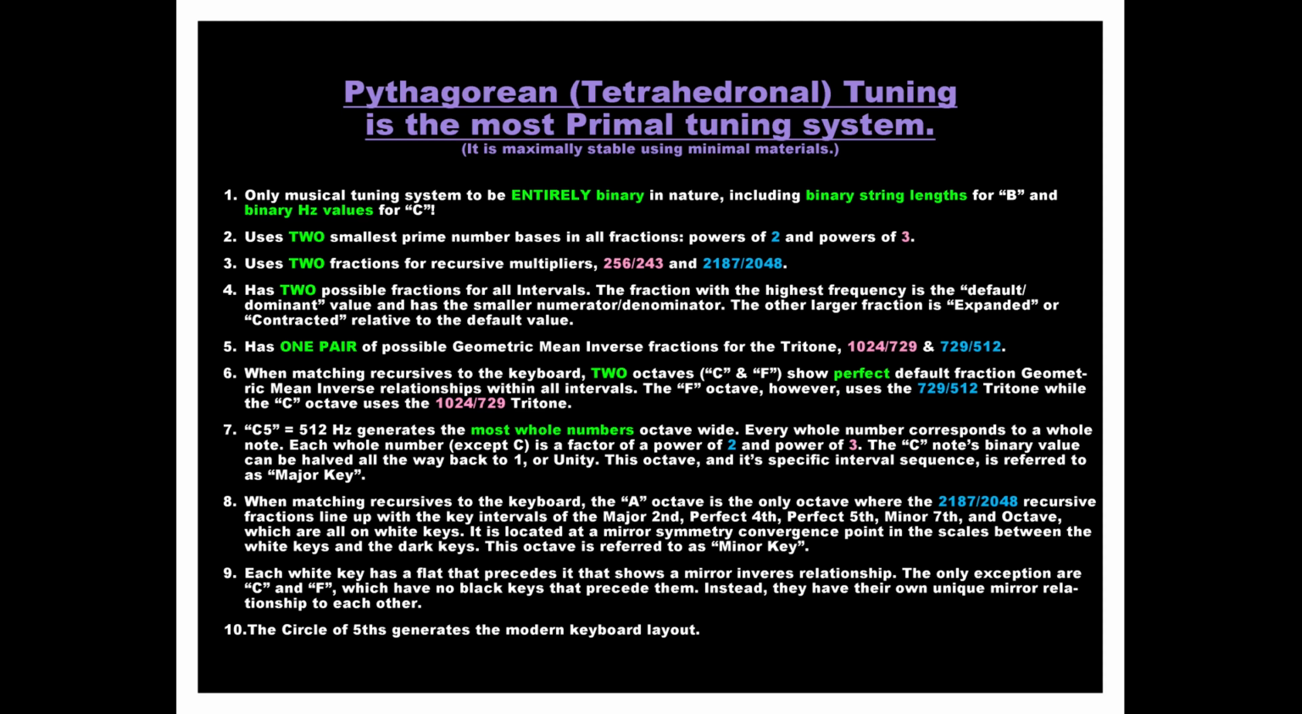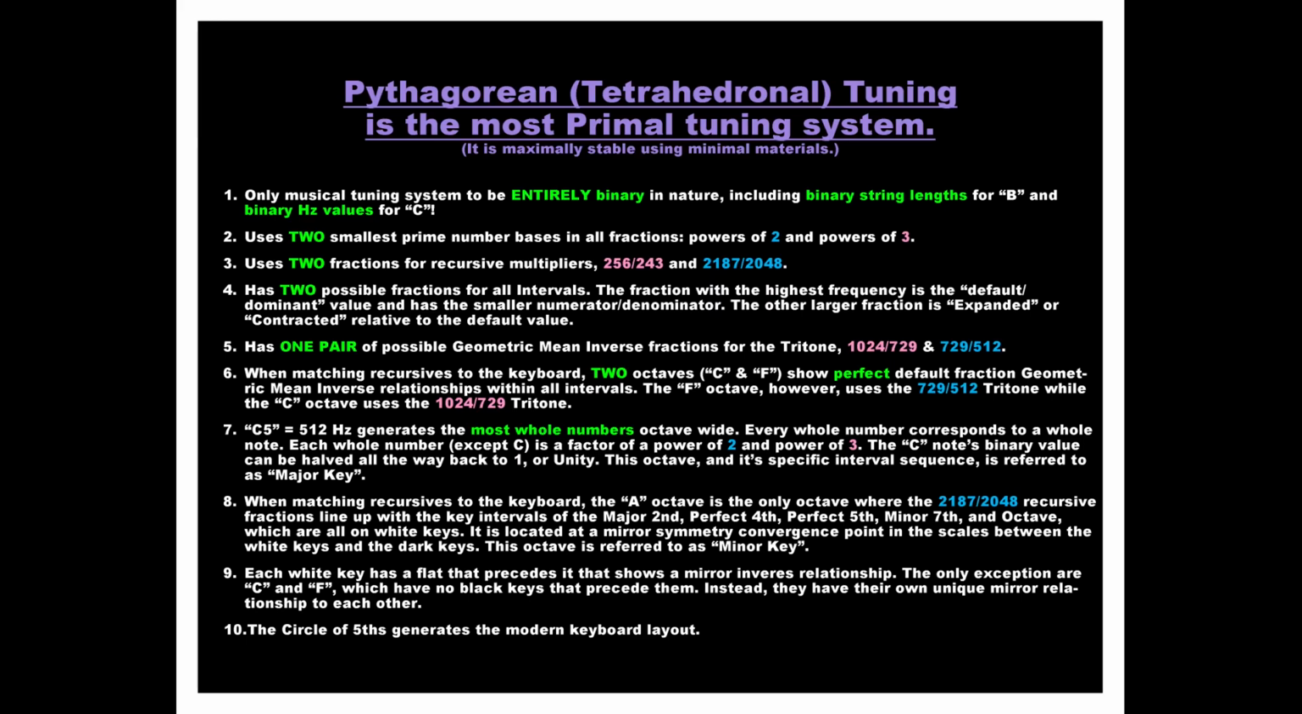C5 equaling 512 generates the most whole numbers octave-wide. Every whole number corresponds to a whole note. Each whole number, except C, is a factor of a power of 2 and a power of 3. The C note's binary value can be halved all the way back to 1, or unity. This octave and its specific interval sequence is referred to as major key.